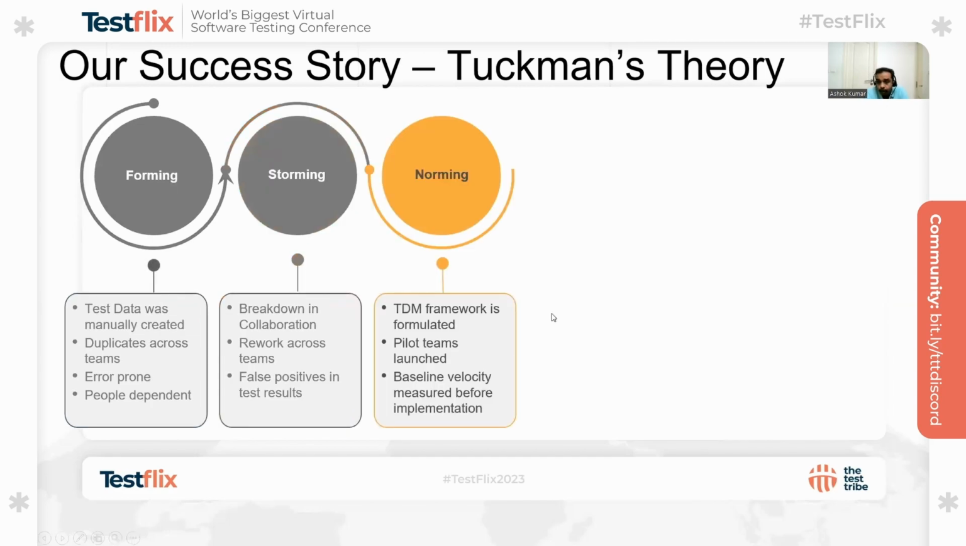We then moved on into a stage called norming, whereby our TDM framework was established, and we implemented this TDM framework across a pilot set of teams. Before we implemented, we also ensured that we measured the baseline velocity of these pilot teams, which helped us to track the progress and the success of this TDM implementation.